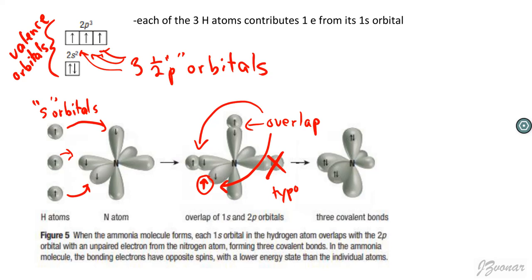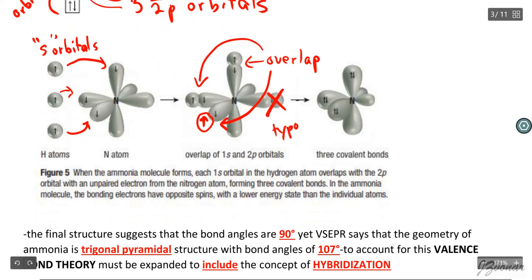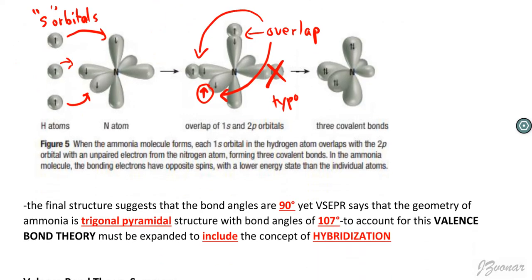And so finally, you're going to end up with 3 covalent bonds between nitrogen and the 3 hydrogen atoms. So this all sort of makes sense. We see in the diagram here that the bond angles look like they're 90 degree angles.